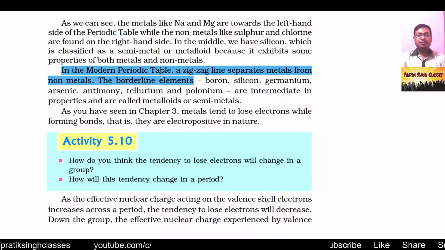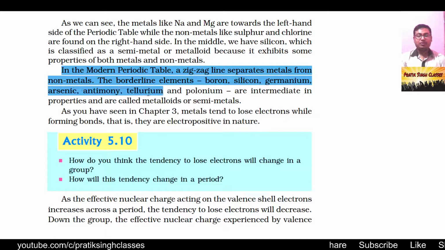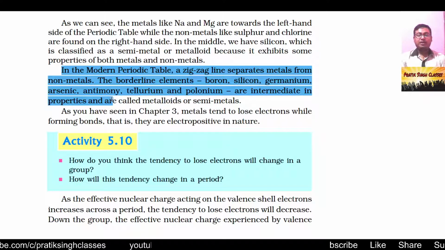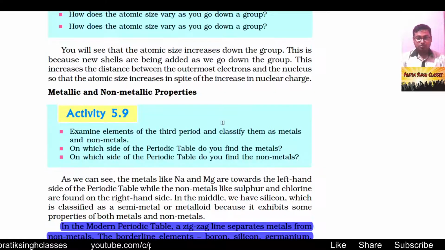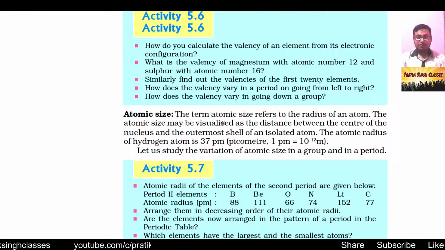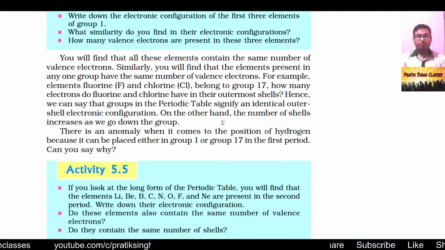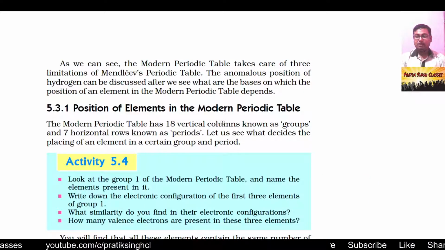In the modern periodic table, a zigzag line separates metals from non-metals. The borderline elements boron, silicon, germanium, arsenic, antimony, tellurium and polonium are intermediate in properties and are called metalloids or semi-metals. So let us go to the periodic table given in the book and see how to find out whether the given elements are metals or non-metals.